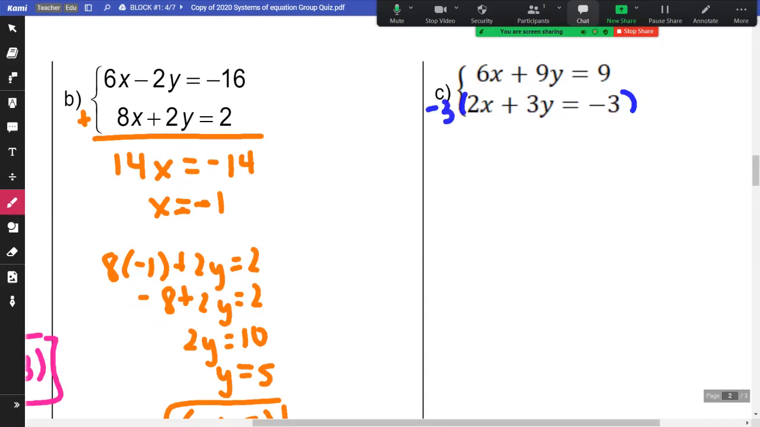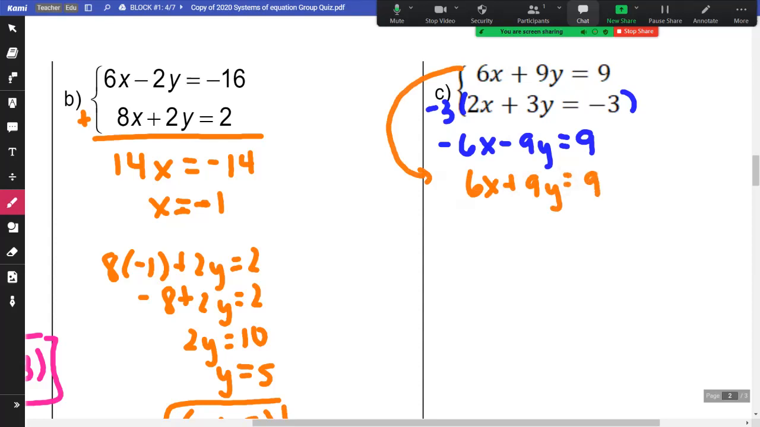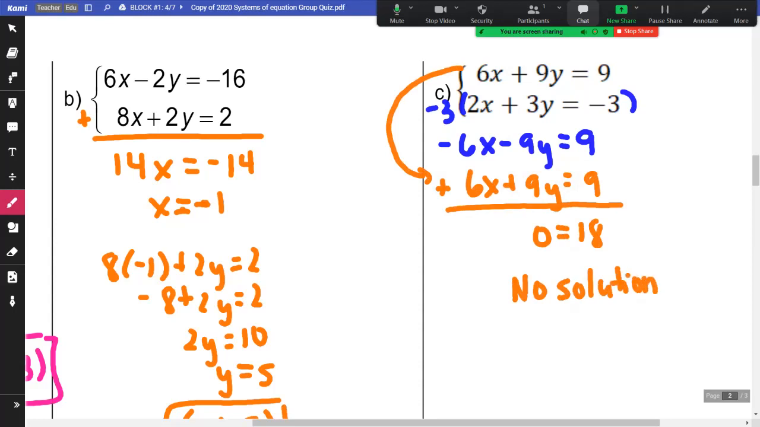So I'm going to multiply this by a negative 3. That's going to give me a negative 6x minus 9y equals, and I get a negative 3 times a negative 3, which is a positive 9. I'm going to write the second equation, the top equation. I'm just going to rewrite it, not doing anything to this. 6x plus 9y equals 9. I add these two equations together. My x's cancel out, my y's cancel out. I get 0 is equal to 18. This is no solution. They were parallel lines. They're not going to cross. No solution.